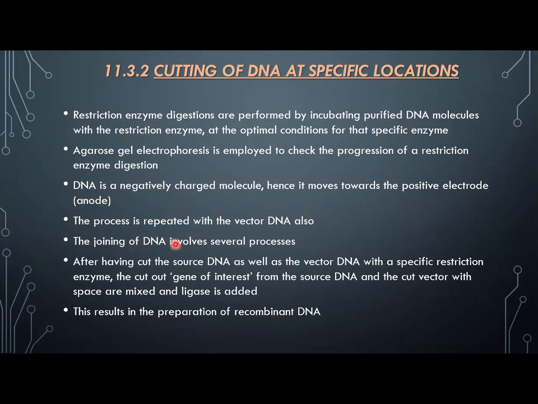Also, the joining of DNA involves several processes. After having cut the source DNA as well as the vector DNA with a specific restriction enzyme, the cut-out gene of interest from the source DNA and the cut vector are mixed, and ligase is added. This results in the preparation of recombinant DNA.